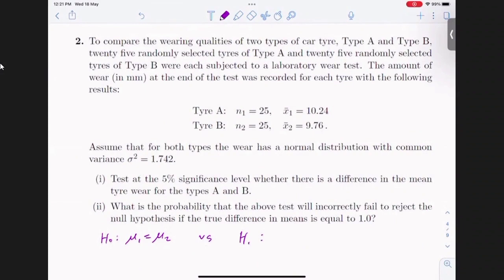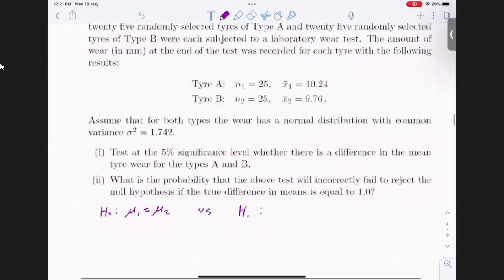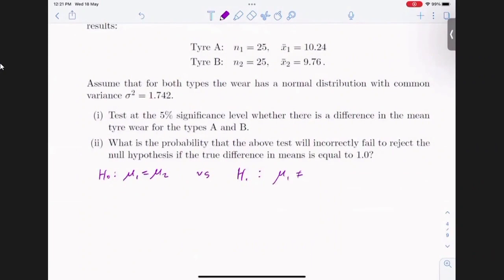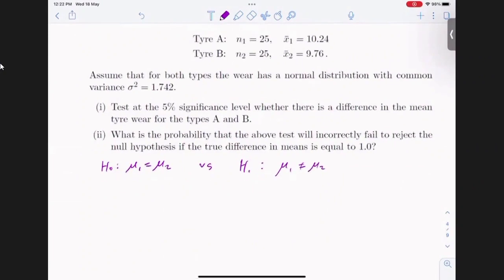Now, in particular, when you read through the whole question, you will find that there's only one sentence mentioned about what we are going to test, whether there is a difference in the mean tile wear for the types A and B. So we are only interested in the difference. And there's not a particular direction of the comparison that we are interested in this question. And therefore, the alternative hypothesis that we are going to test will be this two-sided hypothesis. Okay? So this will also affect what kind of rejection region we are going to use.